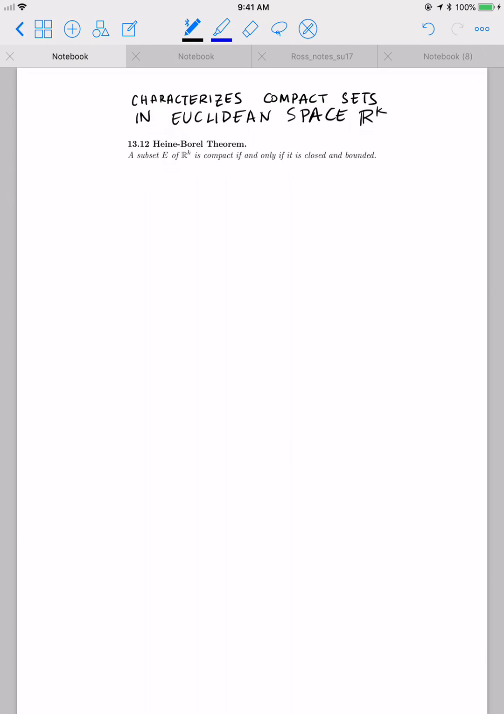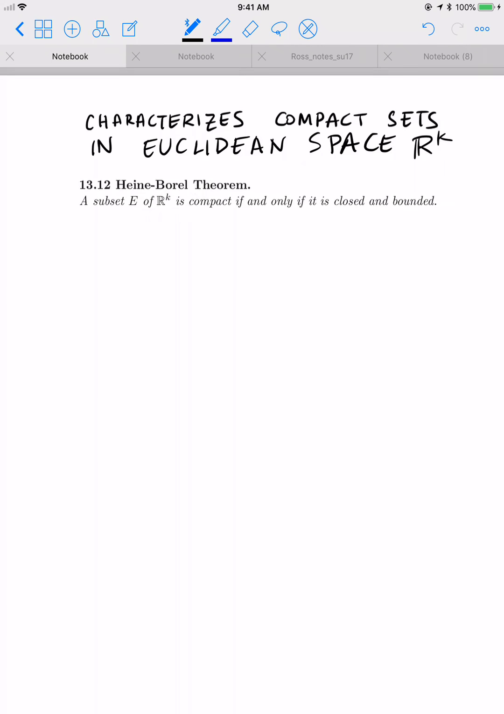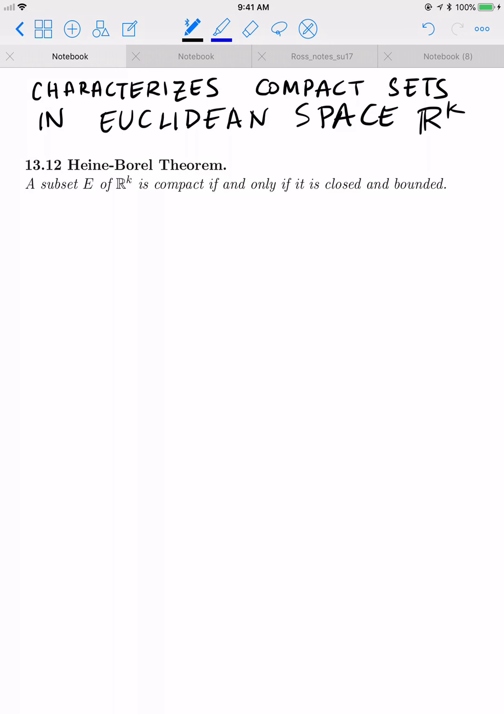Okay, so let's look at this very important proof, the Heine-Borel theorem. Heine-Borel is important because it characterizes compact sets in Euclidean space R^k. The definition of compactness, which we went over earlier, involves finite subcovers of open covers, and is very involved to use and apply. So it's helpful to have a characterization in terms of closed and bounded sets, right?